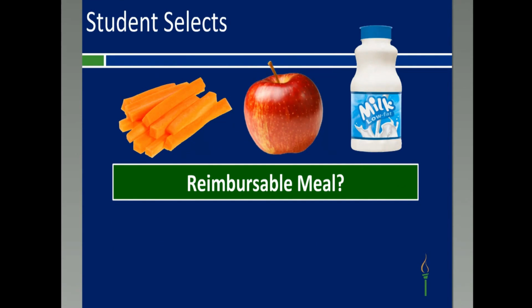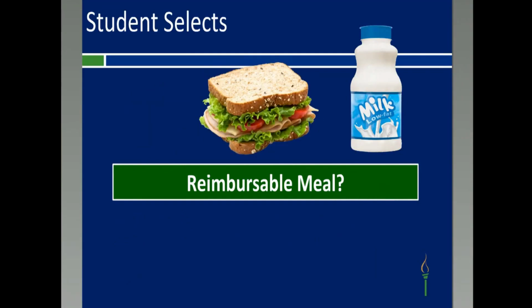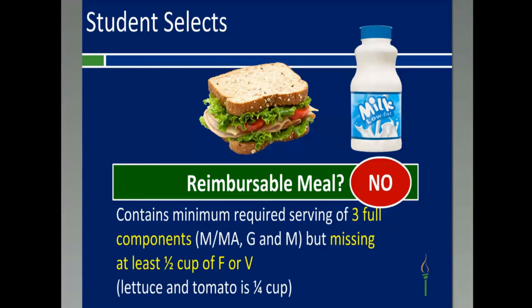Another example, the carrots, the apple, and the milk. Could we count this for reimbursement? The answer is yes. They have 2 full requirement components at the required minimum, half cup serving of the apple and a full cup serving of the milk, and that is why they are allowed to take the half cup serving of vegetable. This one is unfortunately not reimbursable because the vegetable component on the sandwich only equals a quarter cup, so they are missing another quarter cup of vegetable to meet that minimum half cup vegetable requirement.